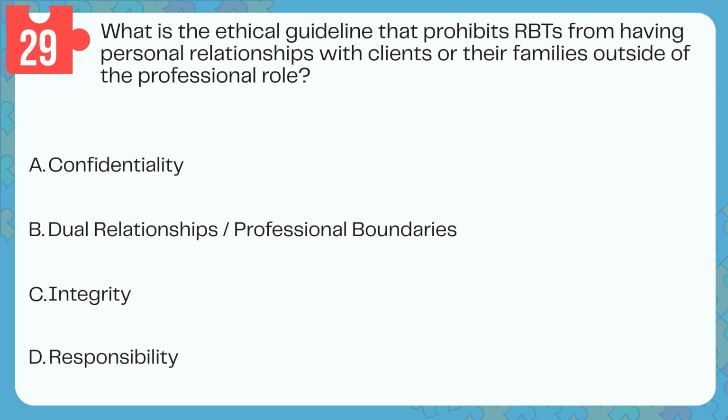Question 29. What is the ethical guideline that prohibits RBTs from having personal relationships with clients or their families outside of the professional role? A. Confidentiality. B. Dual relationships/professional boundaries. C. Integrity. D. Responsibility.